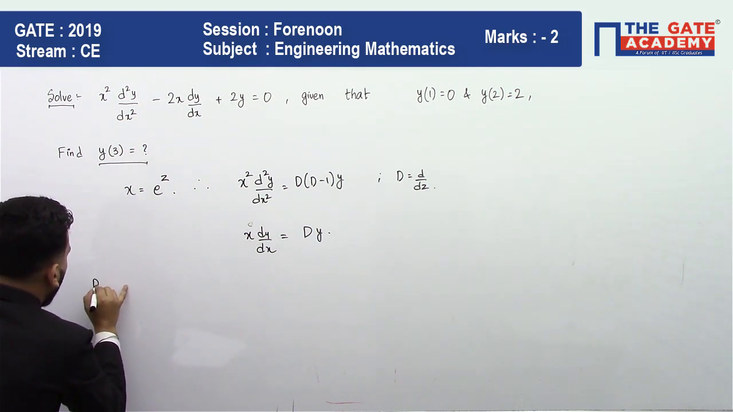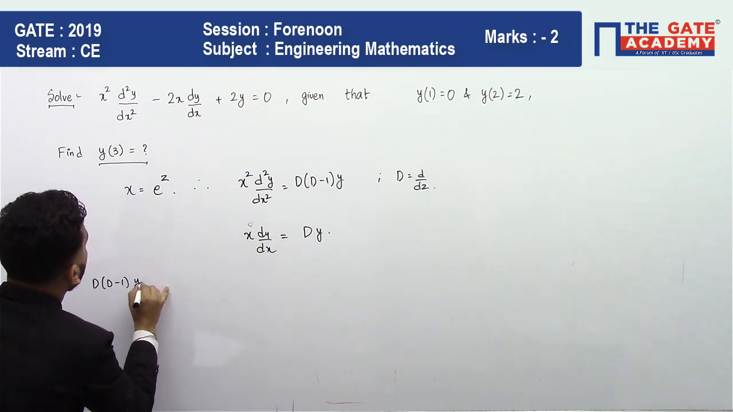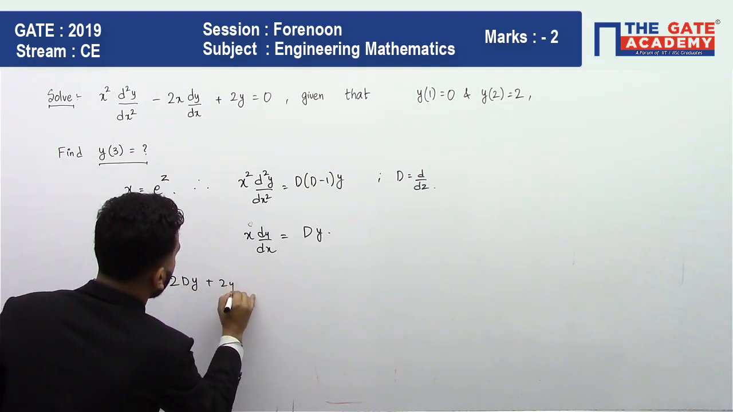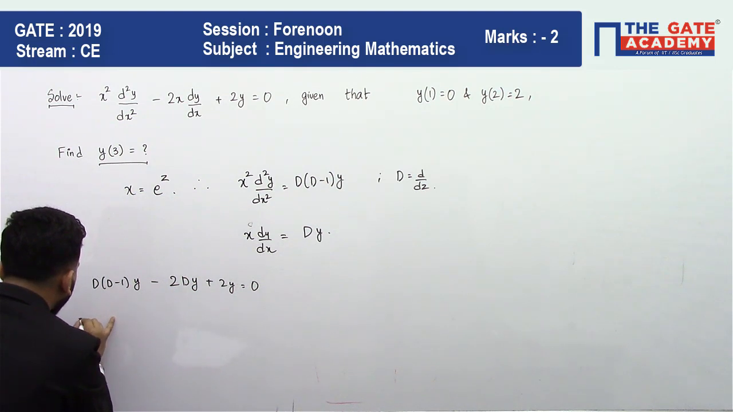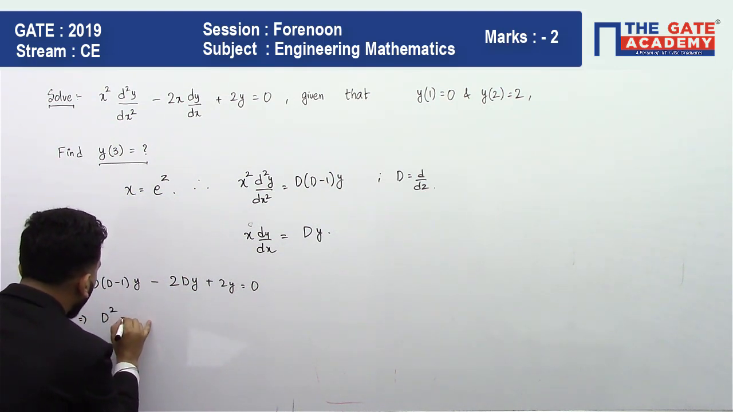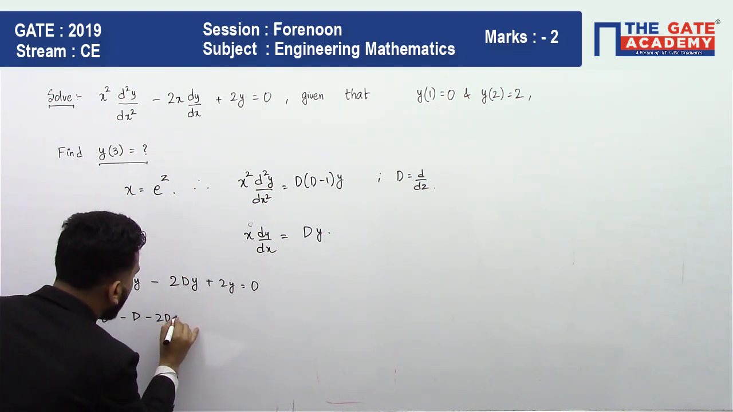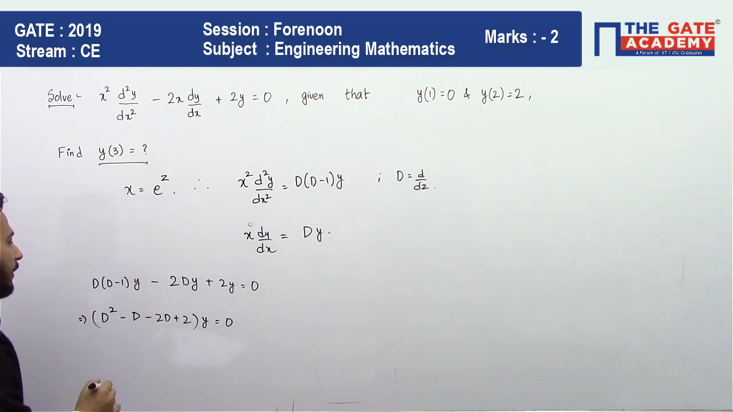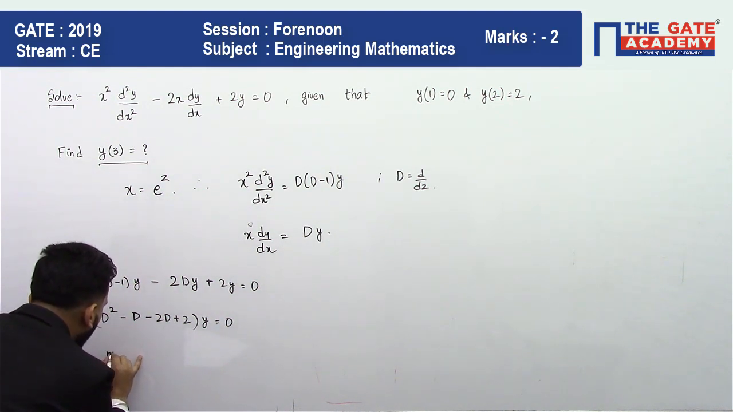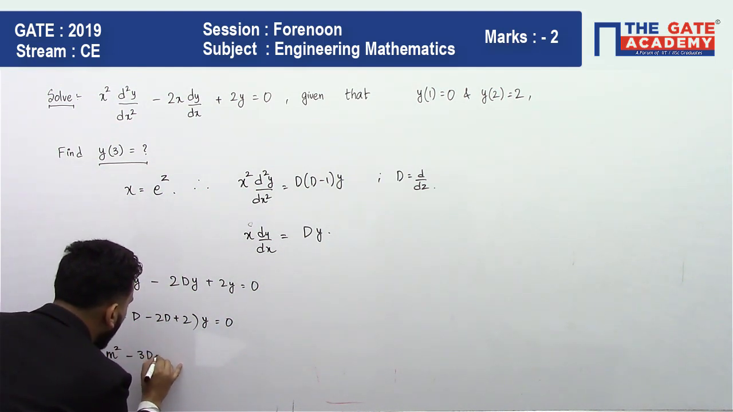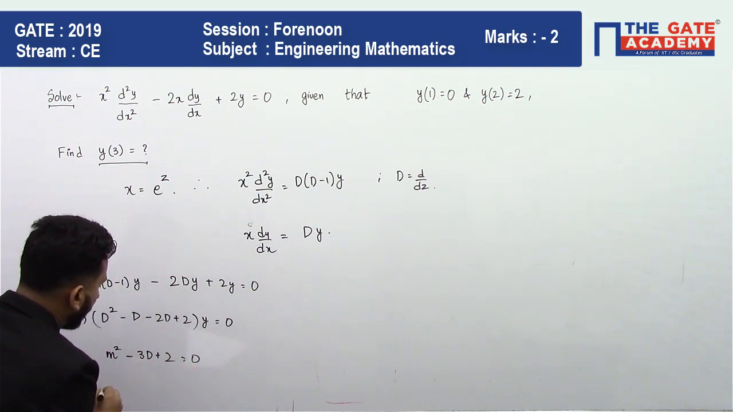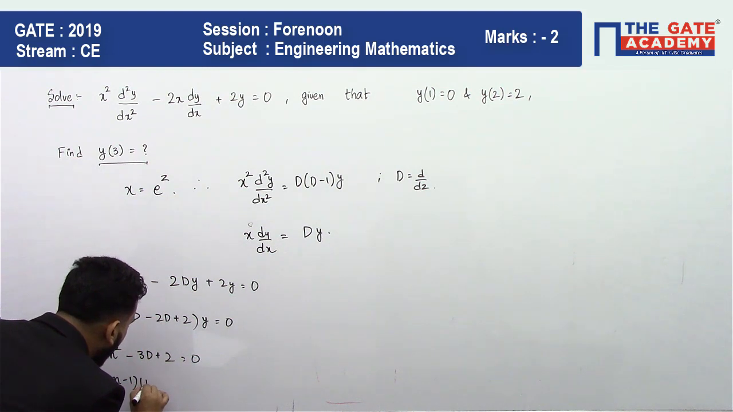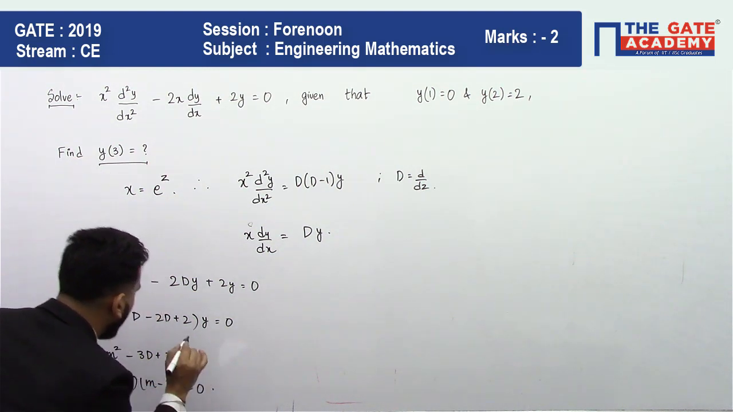So it will be capital D, D minus 1, y minus 2 of capital D y plus 2 of y is equal to 0. Simplifying it, D square minus 3D plus 2 y is equal to 0. The auxiliary equation for this will be m square minus 3m plus 2 is equal to 0. On simplifying this quadratic equation, it will be m minus 1, m minus 2 is equal to 0.